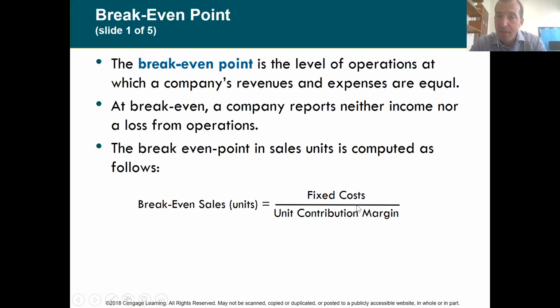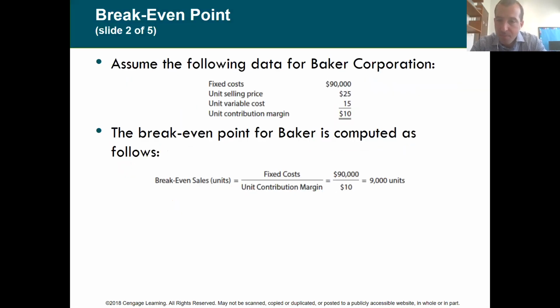So the break even in units sold, how many units do I need to sell in order to break even, would be total fixed cost divided by the unit contribution margin, which is selling price minus variable cost.